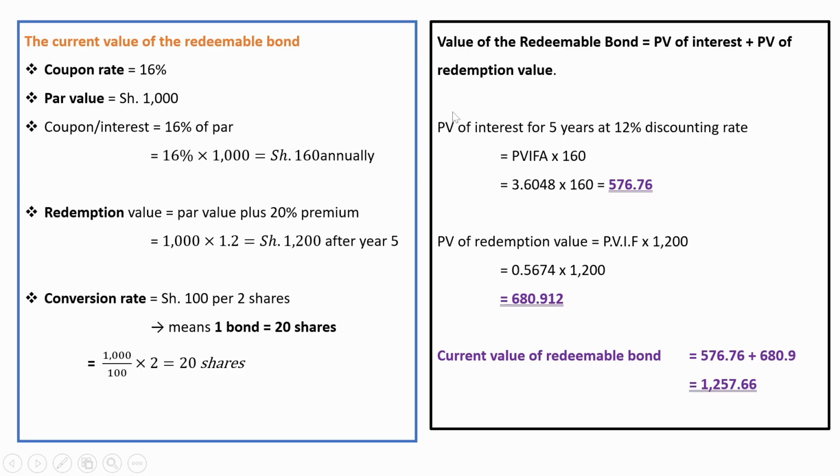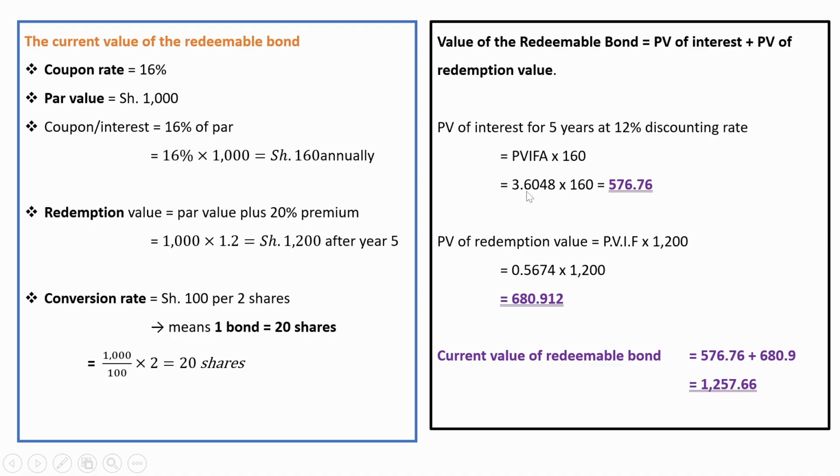So let us start with the first one. Value of the redeemable bonds. It should be given by present value of interest plus present value of the redemption value. So we have seen the interest is 160 per year. So the discounting factor, we have said interest is an annuity. So you are just going to check for the annuity factor in the tables. Check for 5 years at a rate of 12%.